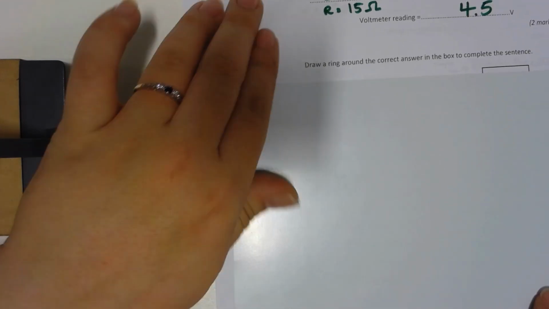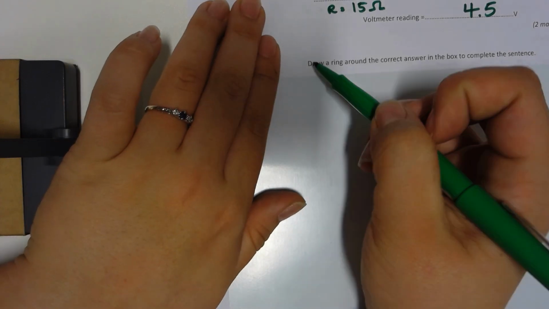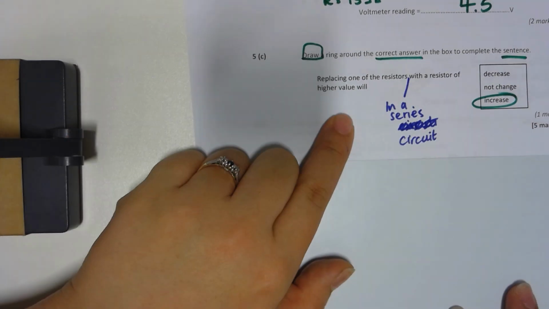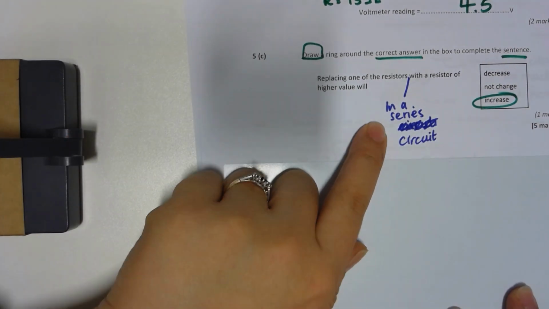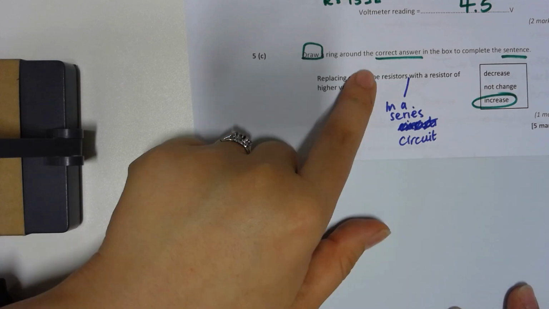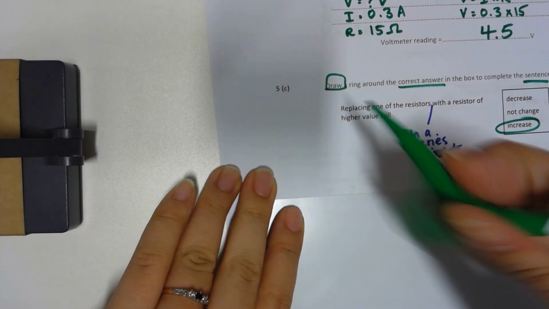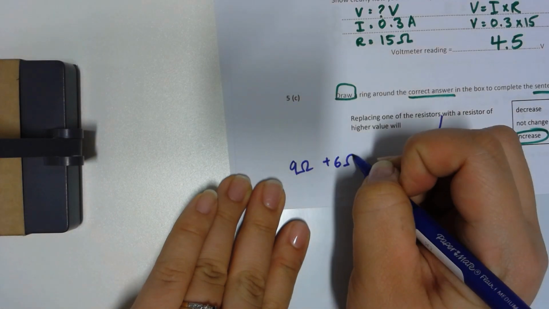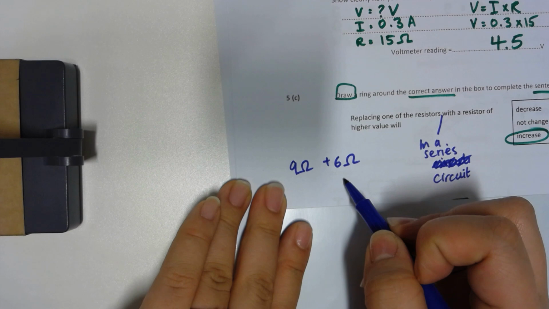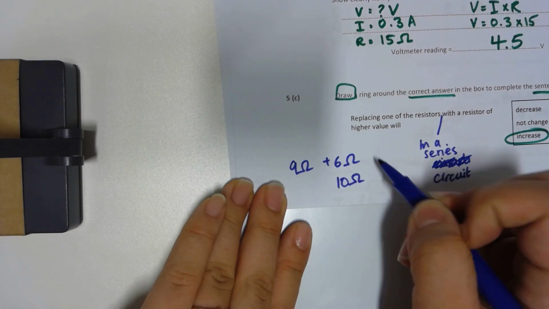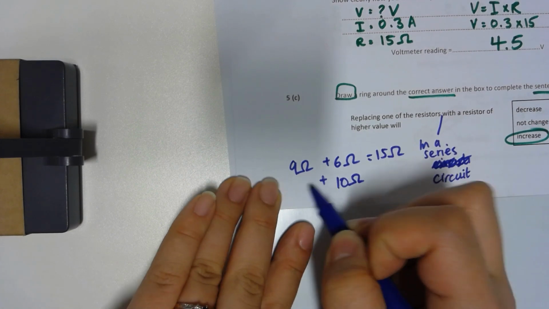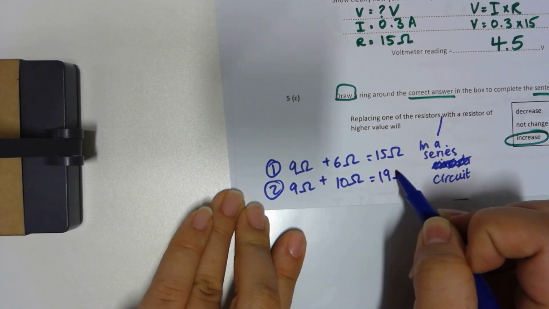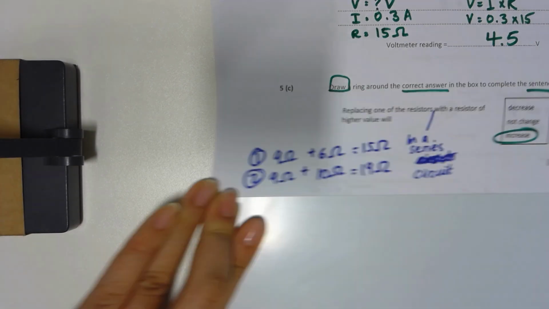Next question. Draw a ring around the correct answer to complete the sentence. Replacing one of the resistors in a series circuit, remember, will increase. So if I change one of the resistors, at the moment we had a resistor which was 9 ohms and 6 ohms, which was 15. If I replace one of them with a higher value, let's say I change the first one to 10 ohms, it's going to increase to 19, so therefore it will increase.